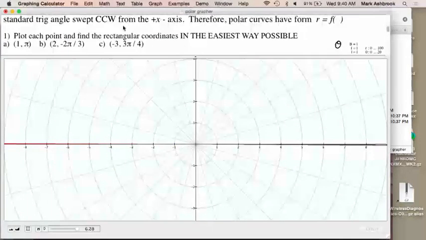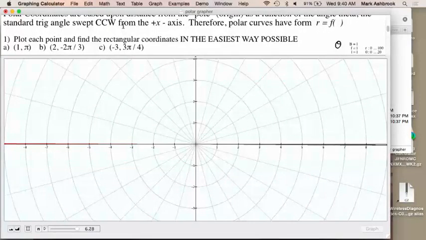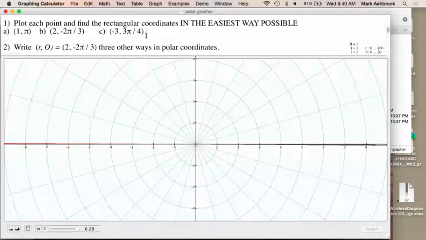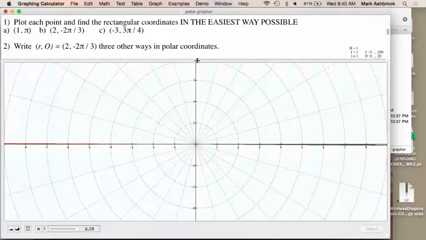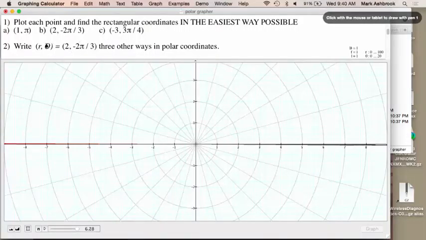Okay, so let's practice. Go back to practice. I wanted to show you an example of a function. So here's some practice. We're going to plot each point and find the rectangular coordinates. Oh, so rectangular coordinates. We've got to do that. So let's start with, let's do pi over 3.